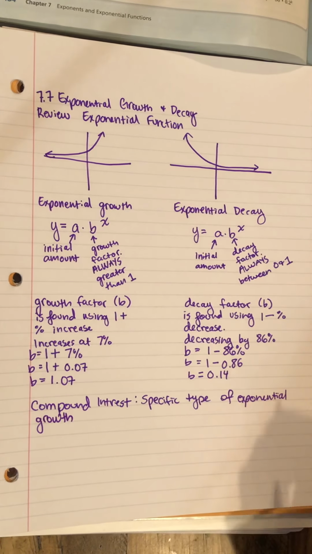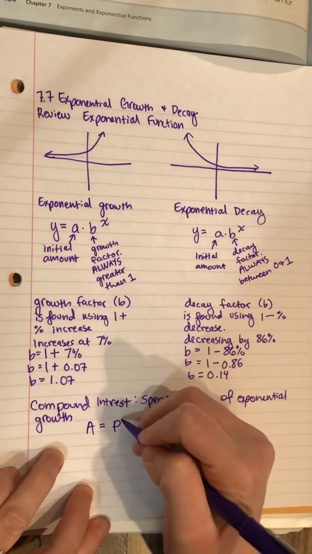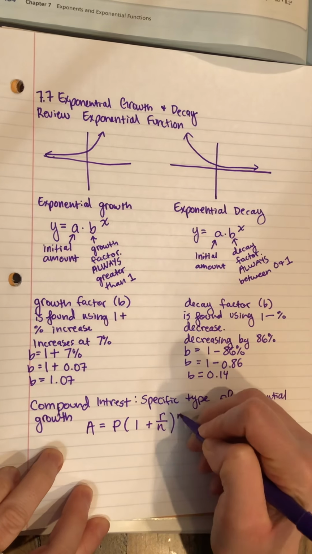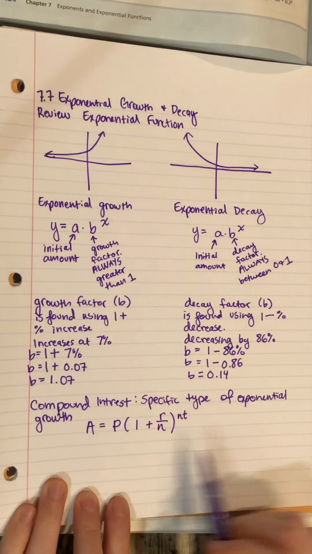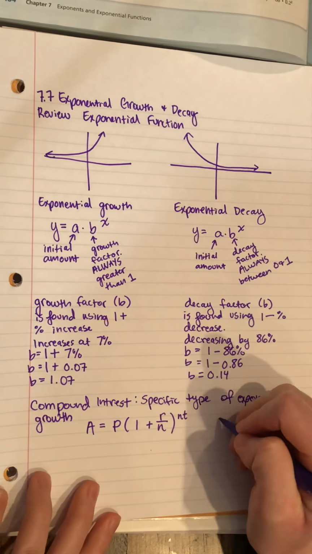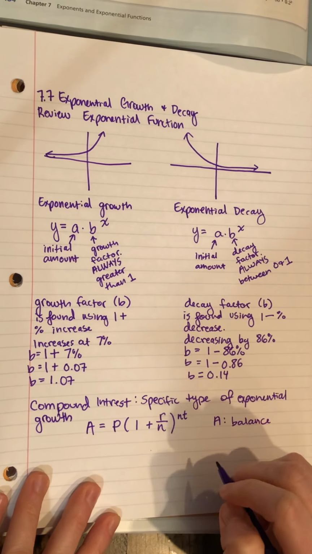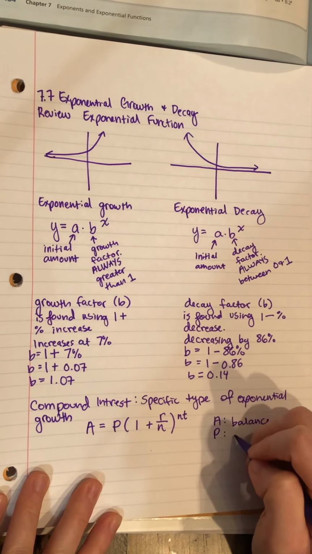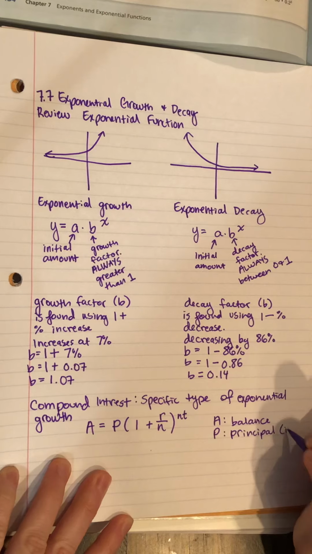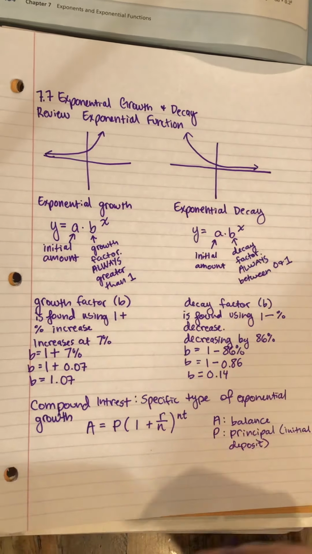Okay, and the formula for that is A equals P(1 + r/n)^(nt). And every single one of those variables has a unique purpose. So A is the balance. P is the principal, PAL, which is a fancy word for initial deposit. So how much you very first put into the bank.